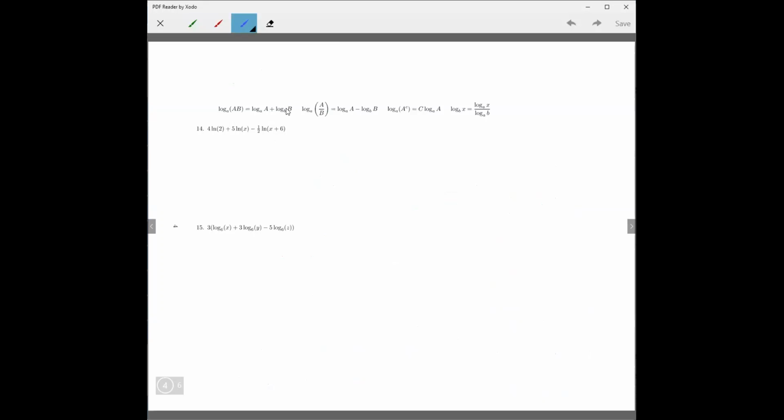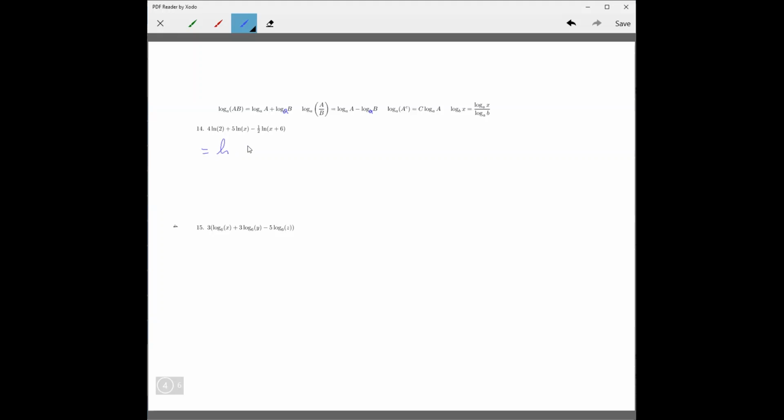Again, the properties, but I messed it up. And number 14, use the laws of logarithms to combine the expression. So we want to combine this into one piece. Usually the power thing is the last thing we do when we want to separate it. So when we want to combine, that's the first thing we do. So pull the 4 up first of all.